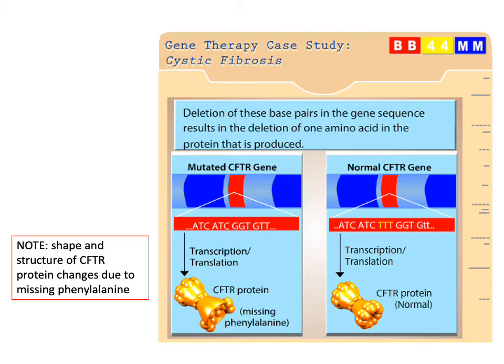So it's important to realize that when there's a mutation in a gene, that's going to affect the protein. So here you can see the normal protein on the right, and then on the left is the protein made from a mutated CFTR gene. And so you can see that the shape and the structure of the protein have changed due to that missing phenylalanine. So just one amino acid is missing, and yet the shape and structure of the protein changes pretty dramatically. And certainly the function of the protein changes.